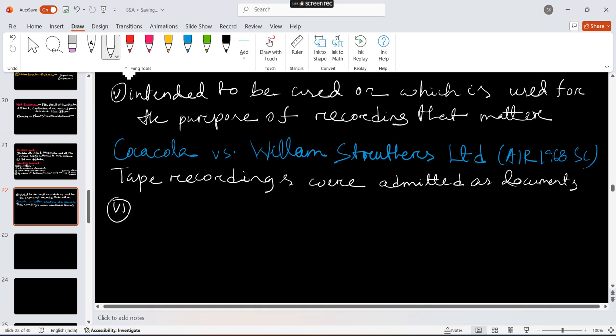And the last thing, which is clearly mentioned here, which you were also thinking about: the document includes electronic record and digital record. So document also includes, according to the definition which is given under the Bharatiya Sakshya Adhiniyam, document also includes electronic and digital records, which the Indian Evidence Act did not have in this definition.